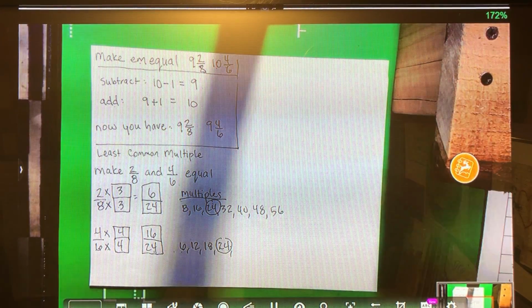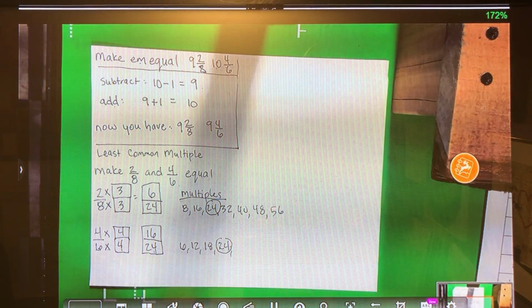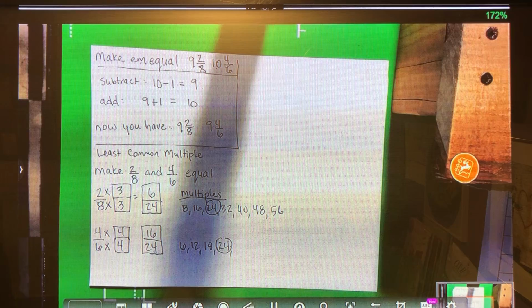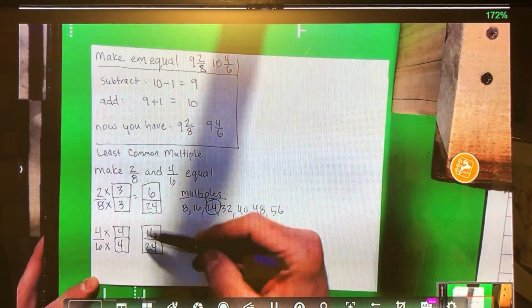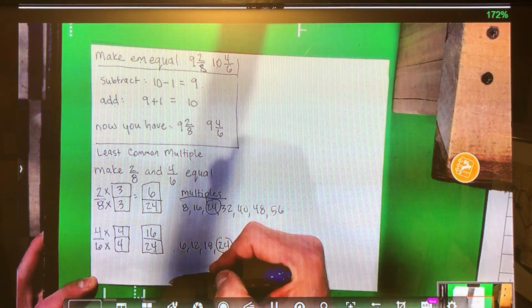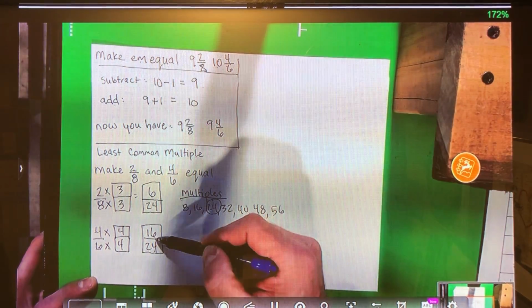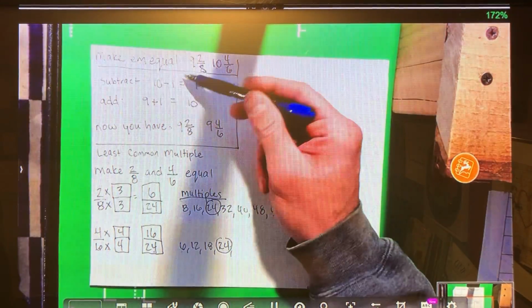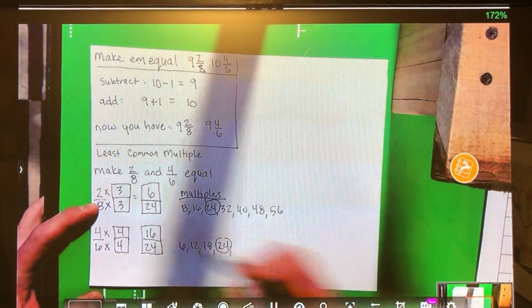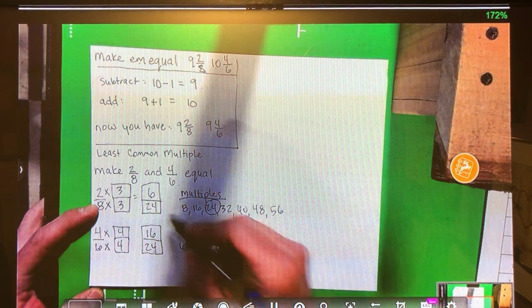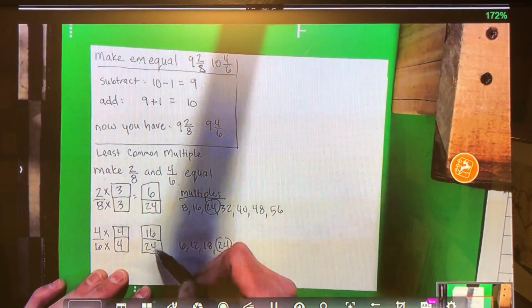Okay, now we ask ourselves, if these are our two new fractions and we want to make them the same, remember our whole numbers are still the same, we have to ask ourselves, do we want to make 6 turn into 16, or do we want to make 16 turn into 6? Since we subtracted at the top here to make our whole numbers the same, why don't we add to make 6 turn into 16. So what do we do to 6 to make it 16?